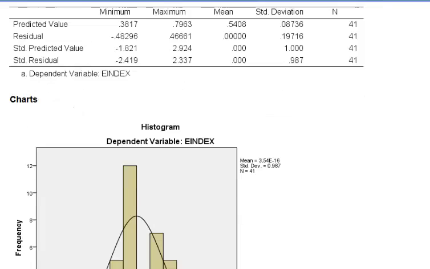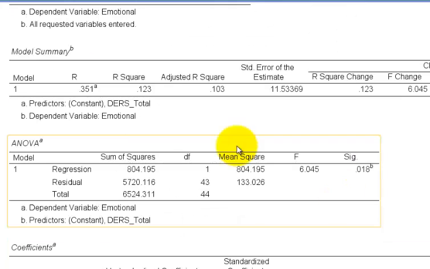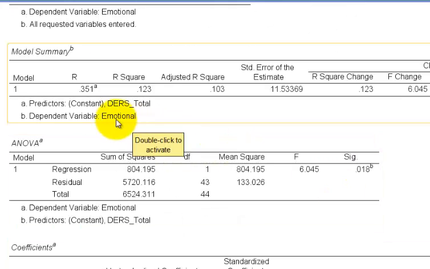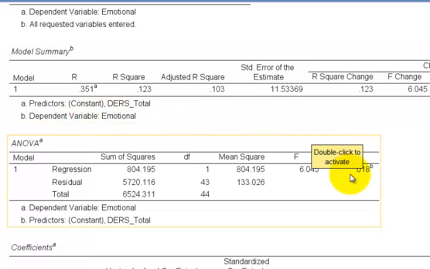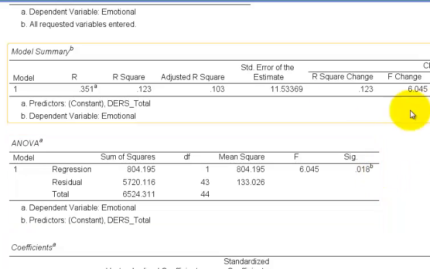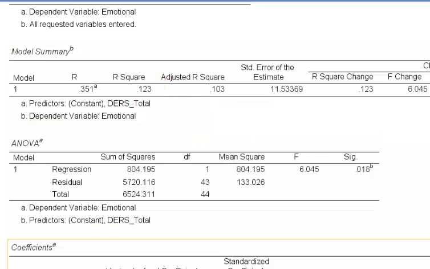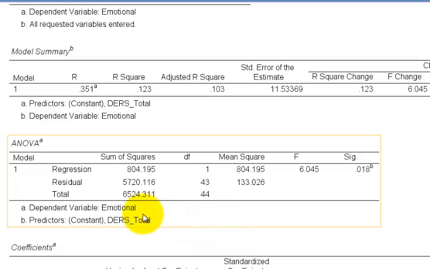Well, here's another significant one, emotional eating and DERS total, right? It's significant. The ANOVA tells us so, and you got an R squared again of about 12%, which is medium to small, but it's still significant. So significant between emotional eating and DERS.